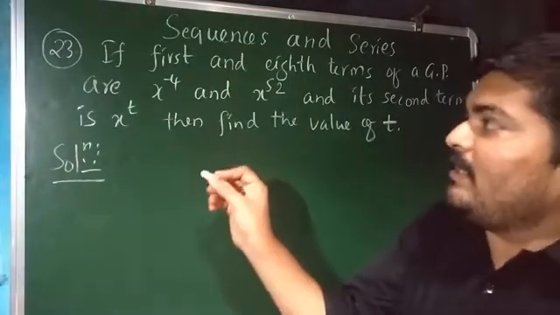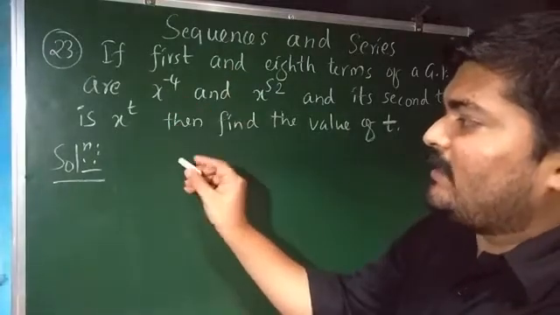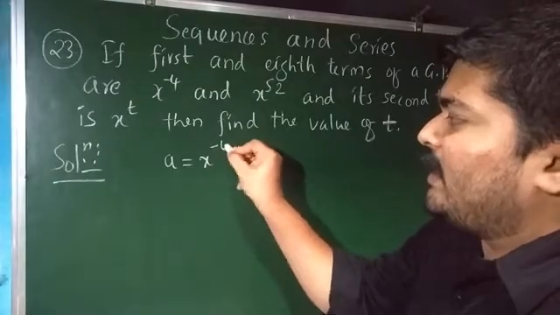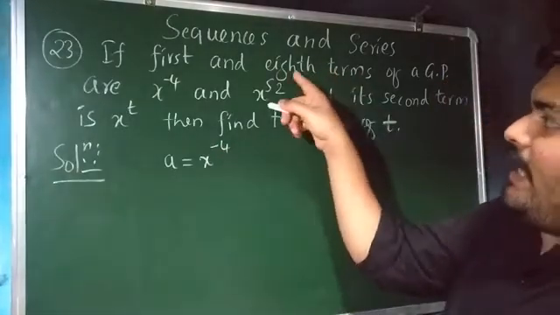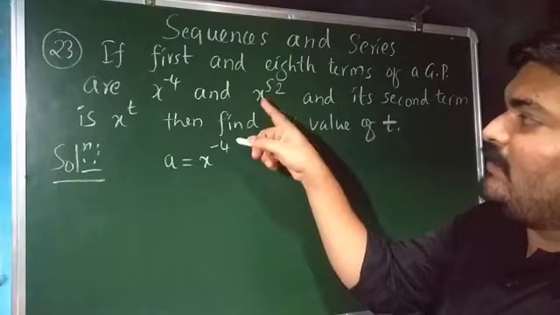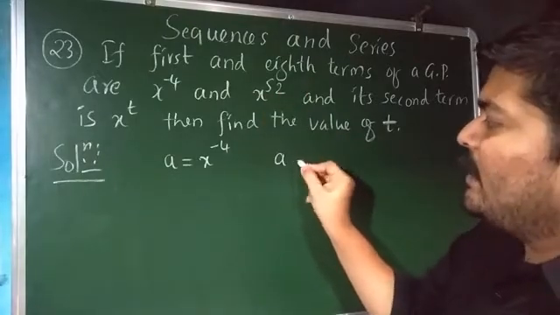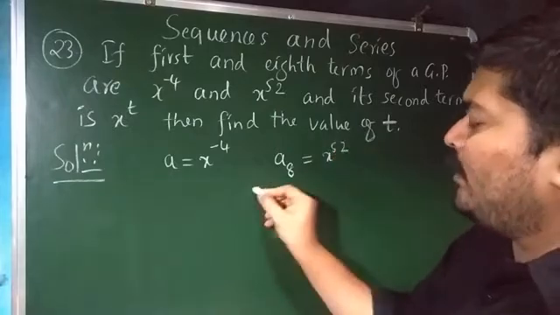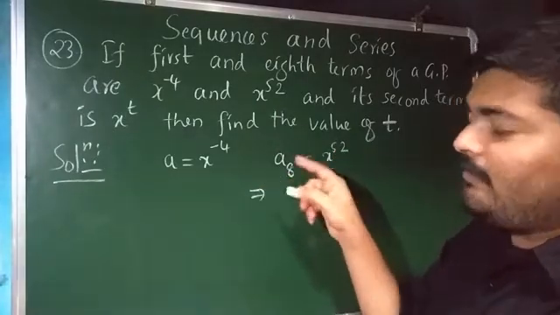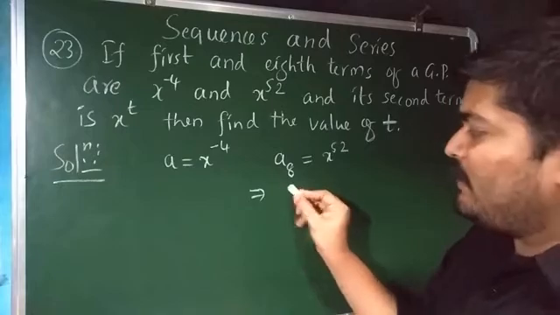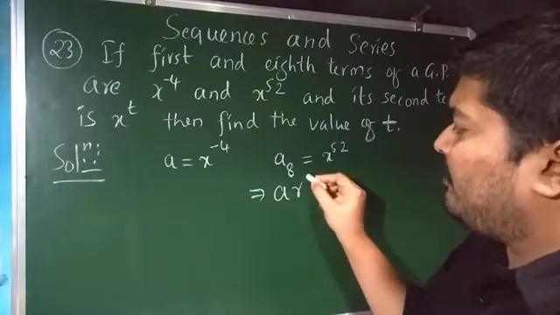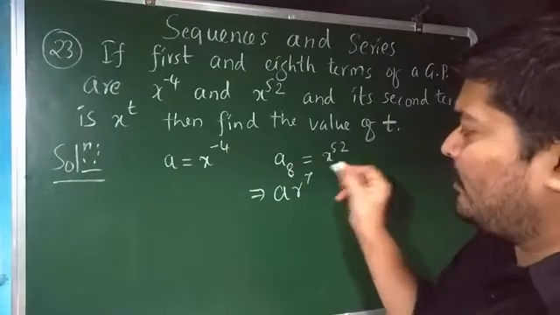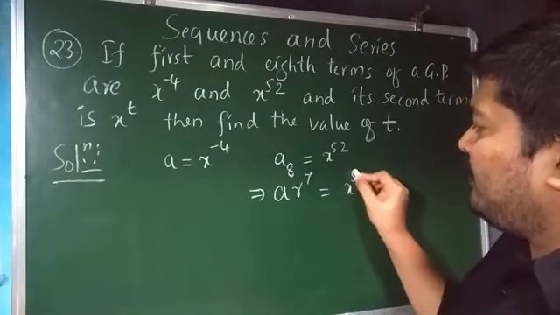Here, what they have given: the first term of the GP is x power minus 4. That implies a is equal to x power minus 4. Next, they have given that the eighth term of the same GP is x power 52. That implies a8 is equal to x power 52. Now utilize the general formula for the nth term of a GP, that is a into r power n minus 1. That implies 8 minus 1, that is 7, so a r power 7 is equal to x power 52.